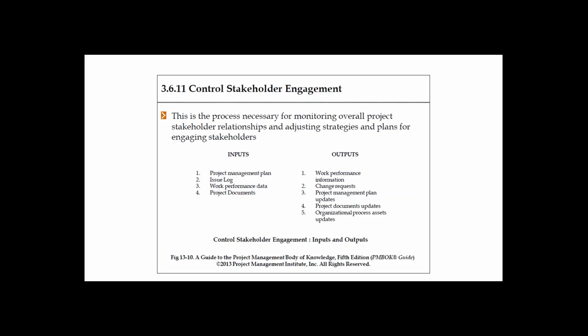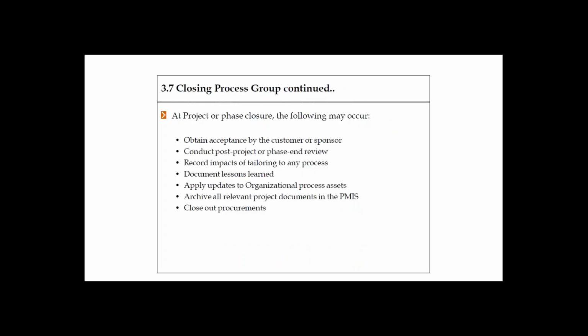And then outputs: work performance information, change requests, project management plan updates, project document updates, OPS. Okay, this is pretty much simple. Now the final phase, it's the closing process group. So basically it is either closing your project phase or the overall project.